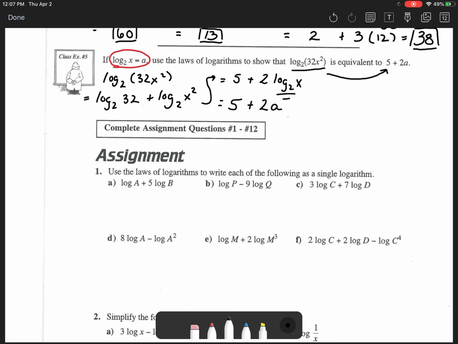You're just going to be using this stuff over and over and over again throughout the lesson. See how you do with it.